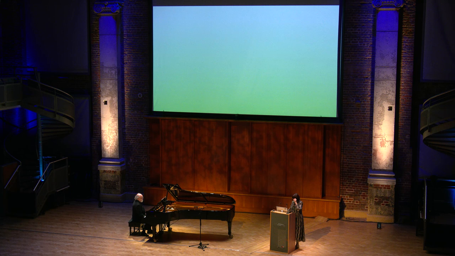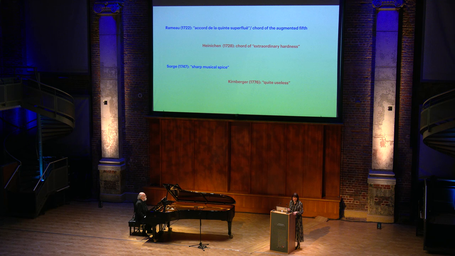Now we're moving to the augmented triad, and this is going to be a much shorter chapter because it hasn't been used for so long. In fact, even when people recognized that there was a theoretical possibility to get this triad, it appears in the minor. If we are in C minor, it will be on note 3 of the chord. So it's kind of there. But it was not used very much. They referred to it as a chord of extraordinary hardness, as sharp musical spice, and also, as one of the theorists said, something quite useless.